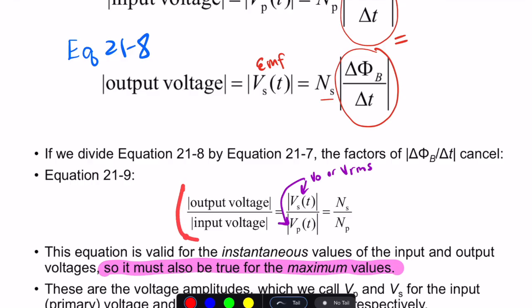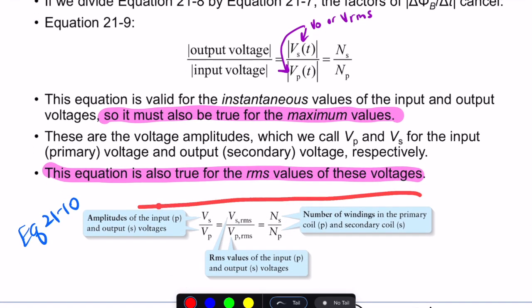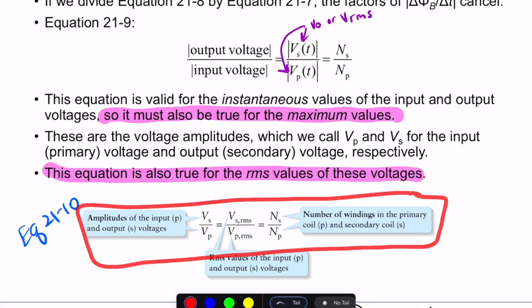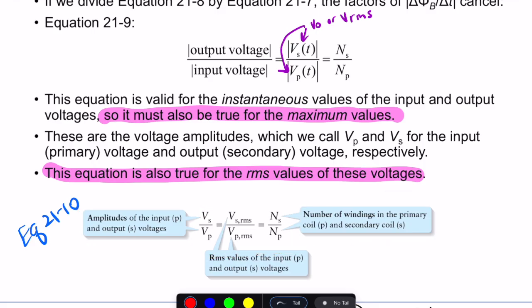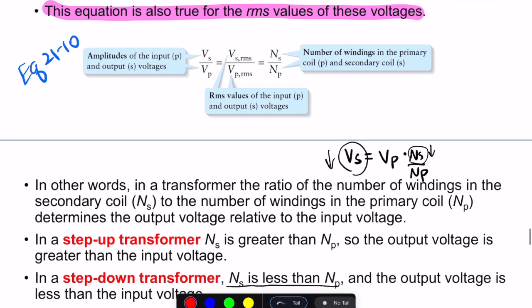So this ratio is true regardless of whether we're talking about the time-dependent voltage, the amplitude, or the VRMS. This equation is the transformer equation, and it basically tells us how we can transform one voltage value into another by the number of windings on the primary coil and the secondary coil. So, in other words, let's take a look at those two cases.